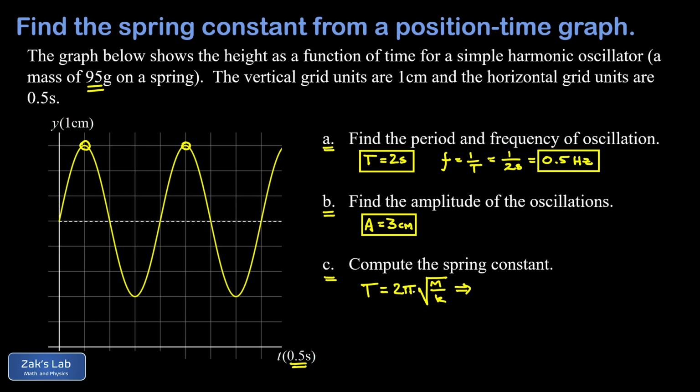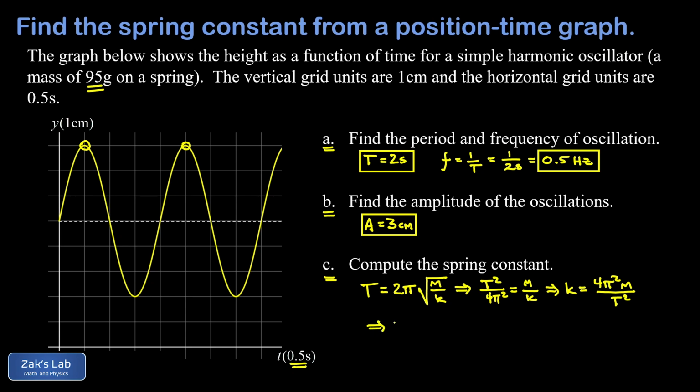So I'm going to divide by 2 pi on both sides and then square both sides in my first step here. And I get T squared over 4 pi squared is equal to m over k. And then we'll multiply both sides by k to move that over to the left, and we'll multiply by the reciprocal of T squared over 4 pi squared. So we find that k is equal to 4 pi squared m divided by T squared.